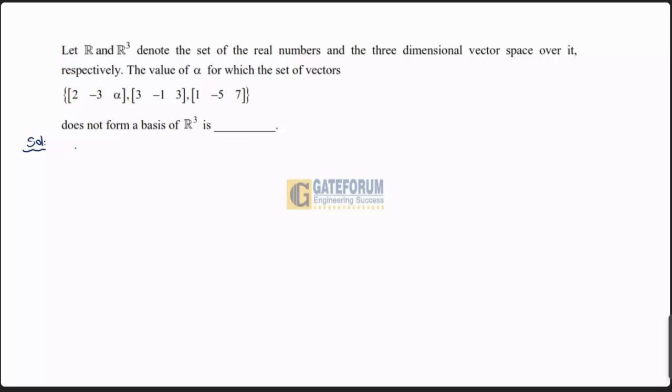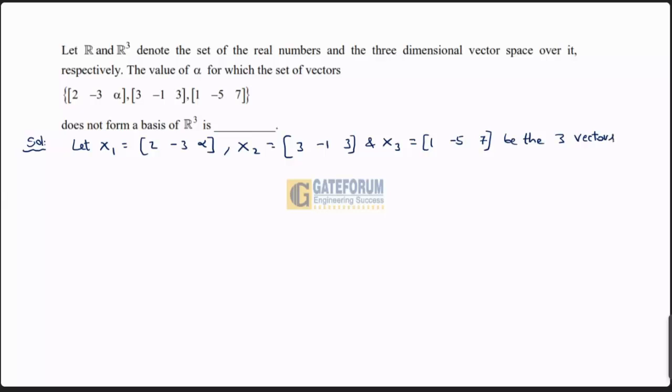So let us denote the given three vectors by x1, x2, x3. Let x1 is equal to the row vector (2, minus 3, alpha), x2 is equal to (3, minus 1, 3), and x3 is equal to (1, minus 5, 7) be the three vectors of the given set.